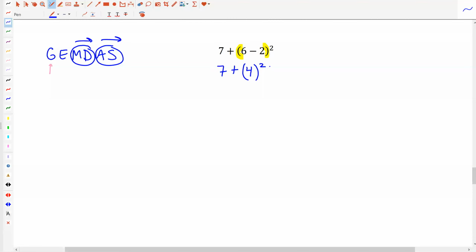And I'll keep that inside the parentheses for a moment and then carry down all the other pieces. So the 7 plus the parentheses, I'll put a 4 on the inside, close the parentheses, and then I'll have the little 2 on the outside. This parentheses no longer act as a grouping symbol anymore because there's no operation inside of it. So my grouping symbols are gone. So now I'm on to my exponents.